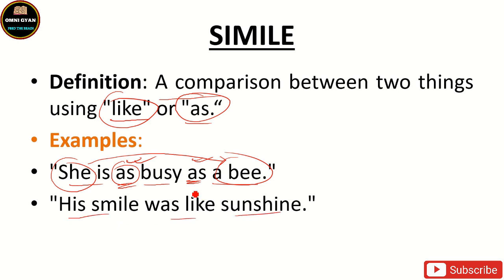Her smile was like sunshine. Here you have the word like, so it is a simile without any doubt. Her smile was sunshine, that would be a metaphor because there is no like, but when you use the word like then it automatically becomes a simile. Her smile was like sunshine, so her smile is being compared to sunshine with the word like. She is being compared to a bee with the connecting word as.